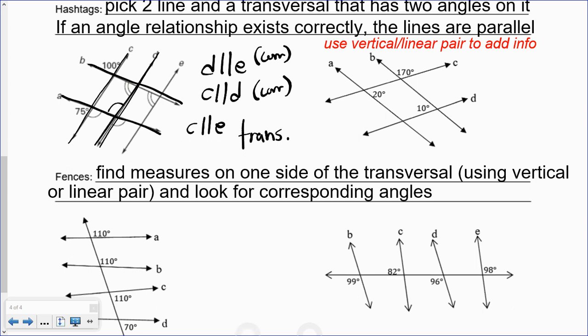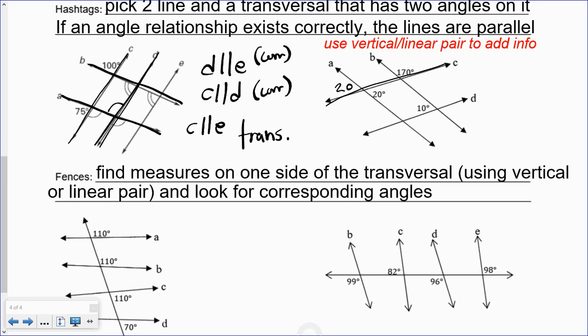All right, the next one's a little bit simpler. It's actually a hashtag. We have two options. We could either say A and B are parallel, or C and D are parallel, or both or neither. So what's a transversal that has two angles on it? C. C? Okay, C does. Do those angles have a relationship? Not currently. Can I shift some angles around maybe? I could have put a 20 right here maybe.